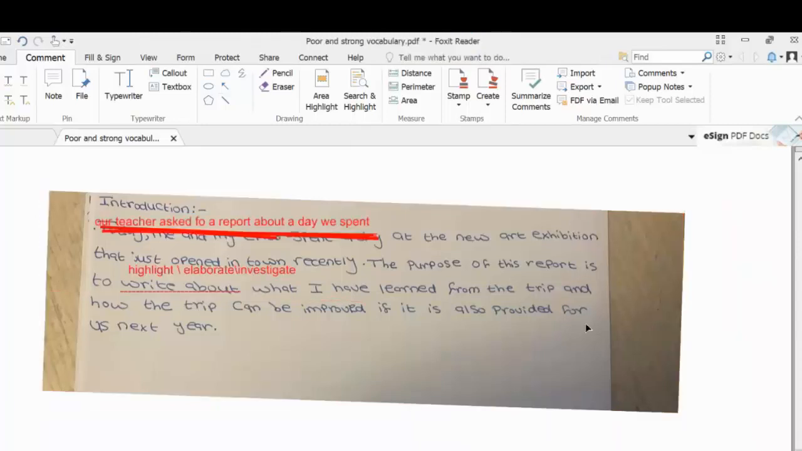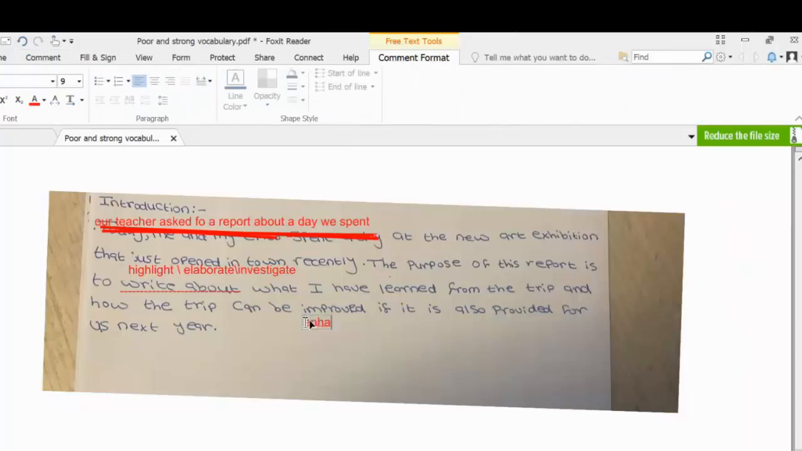Okay. So just to be sure that you know what errors have been made here: don't use the word "write" and highlight. Can be improved. If the word "improved" is mentioned in the question, you can use another word instead, like instead of "improved," "enhanced." Can be enhanced. I write: what I have learned from the trip and how the trip can be enhanced. I mean instead of improved. Okay? Okay, that's it. Thank you.